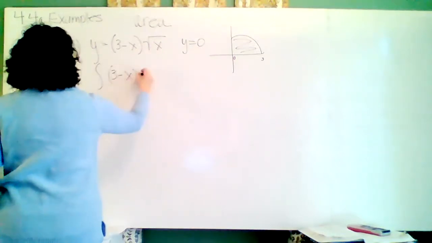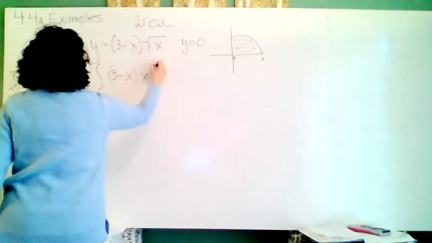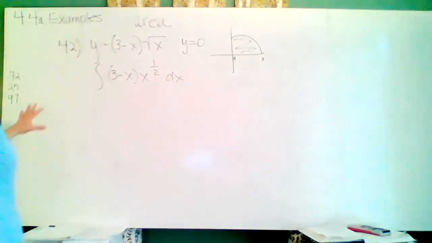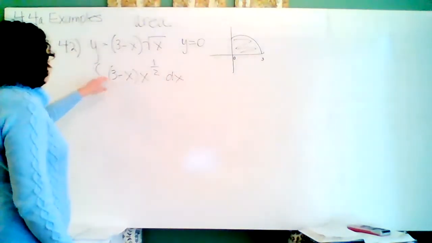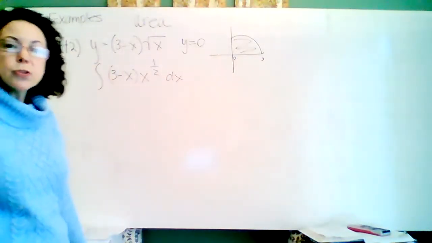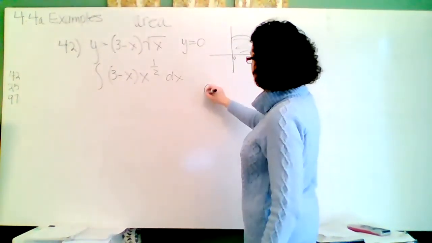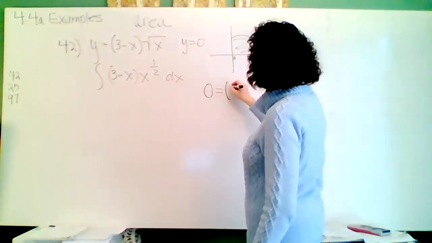Now, first of all, if it's okay with you, I'm going to call this square root of x, x to the 1/2. Okay. Now, what I need is the lower limit and the upper limit. Well, those are the x-intercepts, right? That is where the function equals 0. So I'm going to set the function equal to 0.